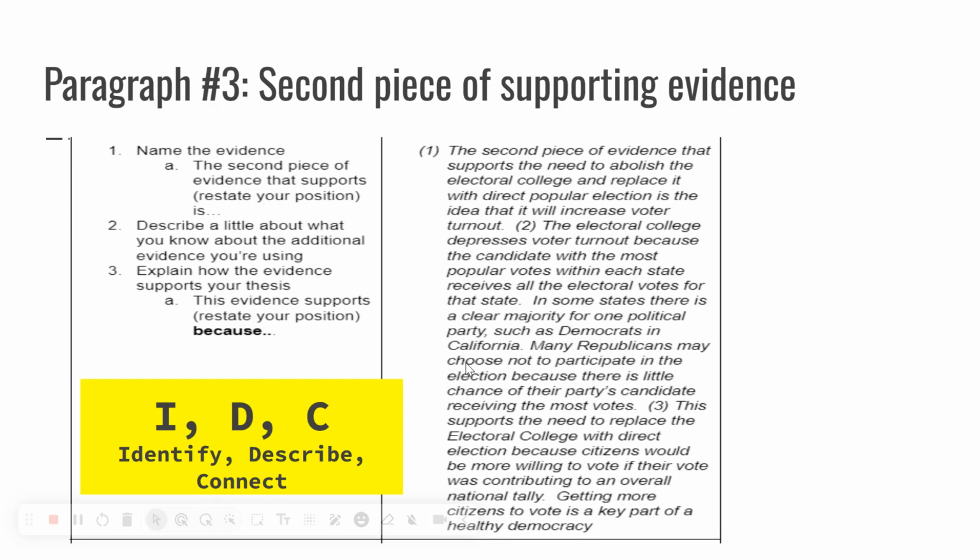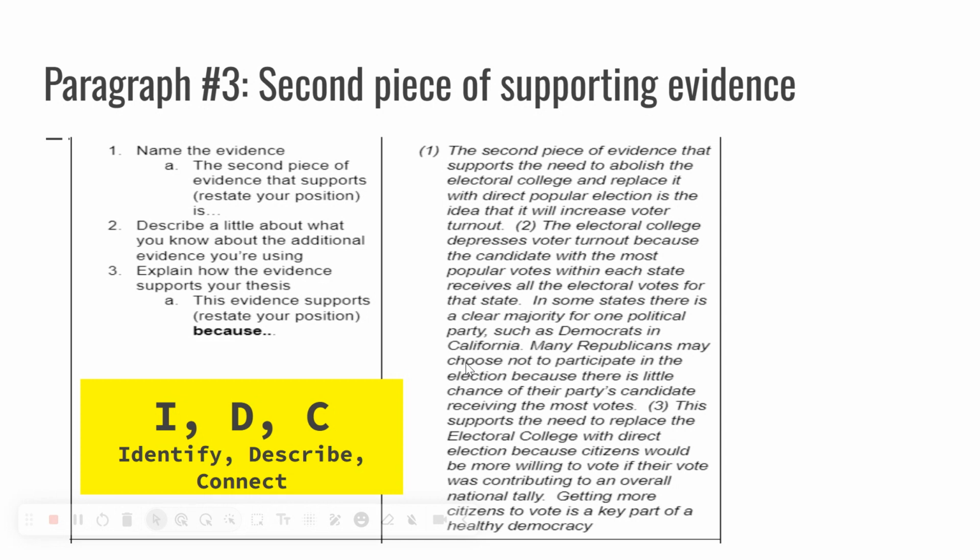Let me describe it a little bit more. The Electoral College depresses voter turnout because the candidate with the most popular votes within each state receives all the electoral votes for that state. In some states, there is a clear majority for one political party, such as Democrats in California. Many Republicans may choose not to participate in the election because there is little chance of the party's candidate receiving the most votes. That's something we talked about in class, right?